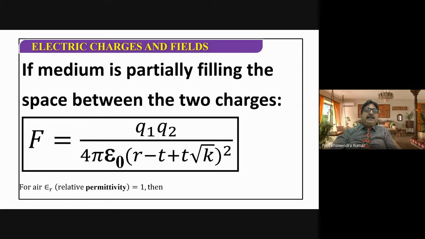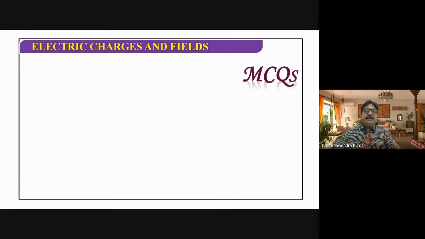If the medium partially fills the space between the two charges, then F is Q1 Q2 divided by 4 pi epsilon naught into (R minus t plus t root K), where t is the thickness of the slab or medium present between the two charges, and R is the total distance between them. For air, the relative permittivity epsilon R is 1. If we put epsilon R as 1, the force becomes 1 by 4 pi epsilon naught Q1 Q2 by R square, the same as the force between two charges in vacuum.